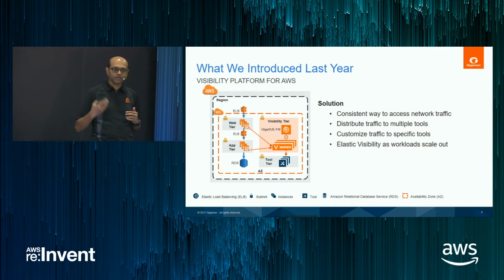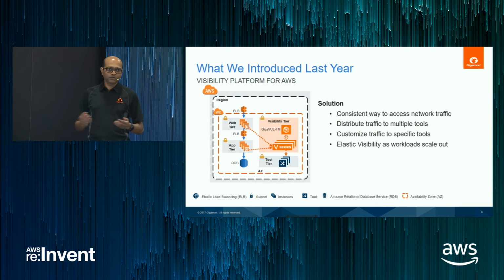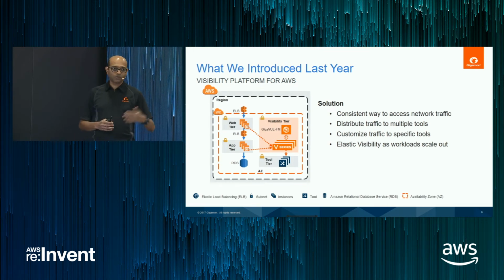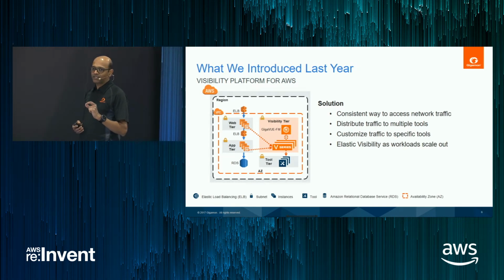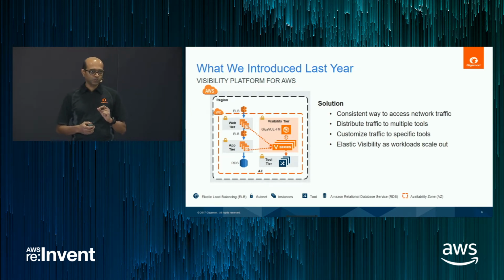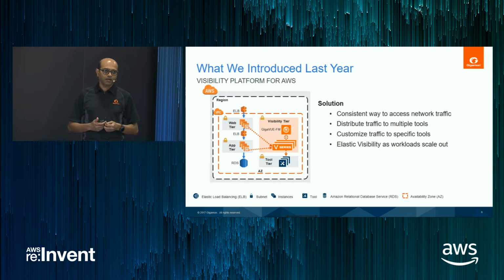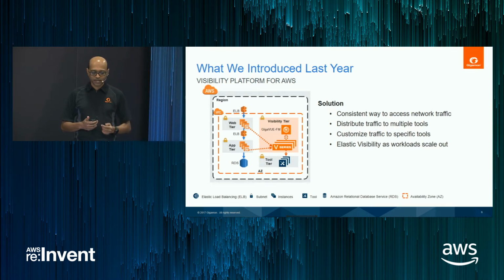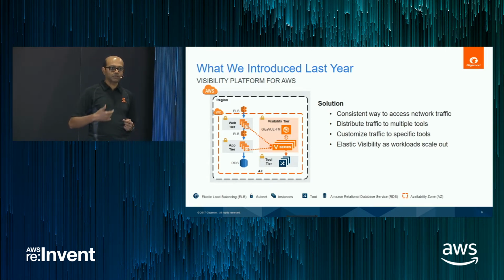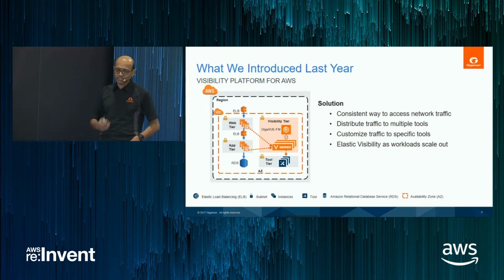And in order to detect and respond to any changes or anomalies that are found, you do have a need to distribute traffic to multiple tools without overloading the workload in the process. Many times, the kind of traffic that each specific operational tool needs to see is also different. So there's a need for customization. And also, because cloud is inherently based on an elastic model, as your workloads scale, you also want to make sure that the ability for your solutions, your operational tools to scale automatically also exists. So that is basically what we introduced last year.